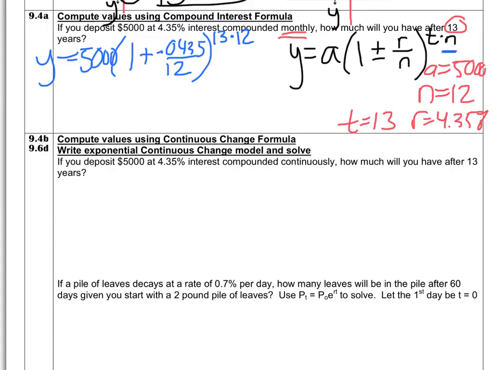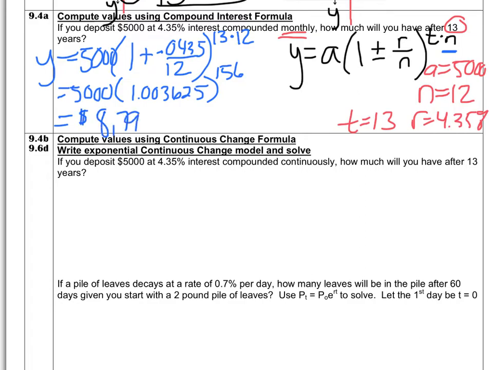Now to simplify this, PEMDAS does apply. Do this rate divided by 12 first and then add 1 to it. And then you're going to raise it to this power. So it would first simplify to this value in the parentheses to the 156th power. Now do your exponents next and then multiply it by 5,000. Once you do that, here's what you get. You're going to have $8,792.64.